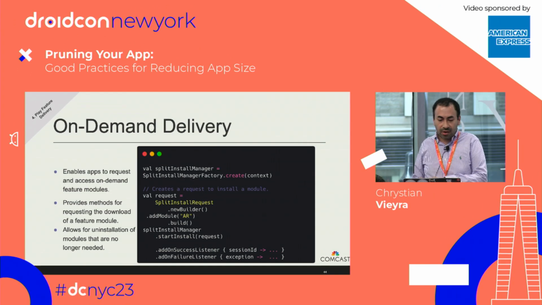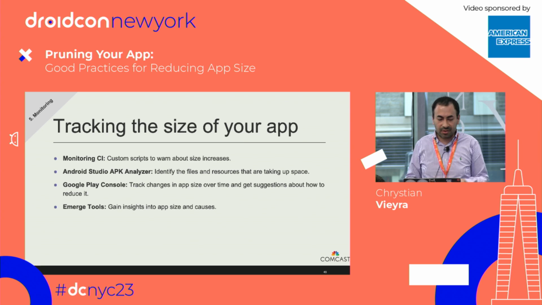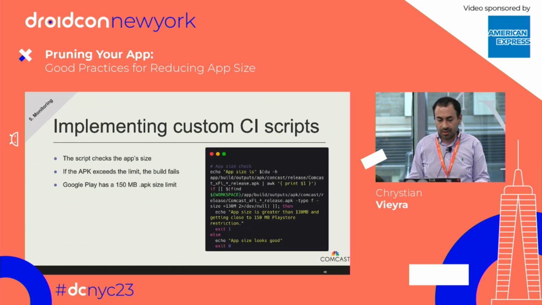And the final part I'll be discussing now is how you can track the size of your app as time goes on. This is a real challenge, and there's no perfect solution for this. It's a massive challenge. So you can monitor your CI. You should be using the Android APK Analyzer that is included in Android Studio. You can use the Google Play Store and some additional tools you can use.